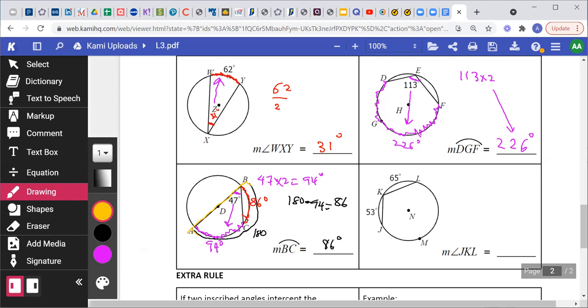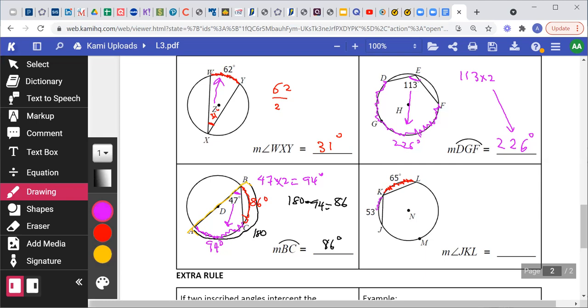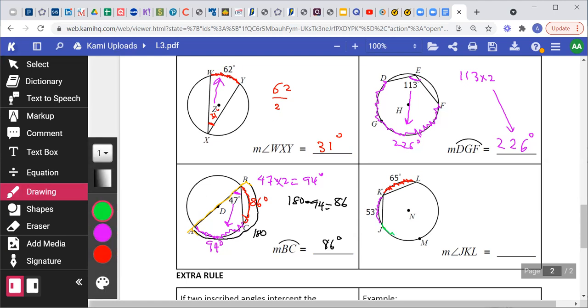The next problem here, we have a lot of information. We know this arc to be 65. We also know this arc to be 53, but we don't know this big arc, what it is, J to L. But we know the three of them add up to 360.